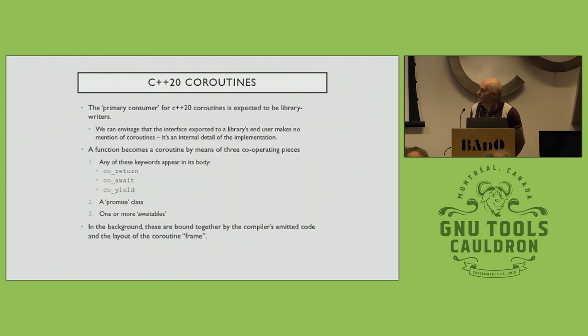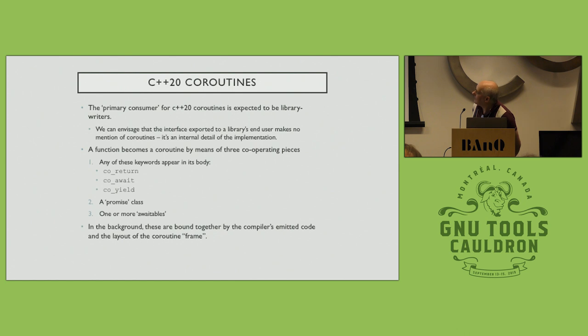So, this is the party line. It is said that the primary users of coroutines are going to be people who write libraries. And then what you will do is present an interface from your library to the user which doesn't mention coroutines in the slightest, and underneath the hood, all the clever work will be done by the library writer. I'm slightly skeptical about this because I see a lot of people like to play with the new shiny, and I think we're going to find that actually there are a lot of non-library writers that try and use coroutines as soon as they're available.